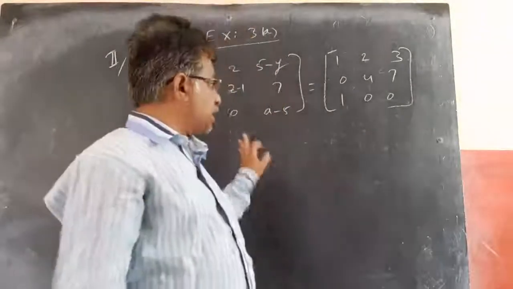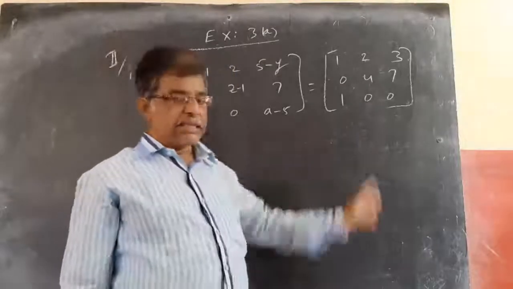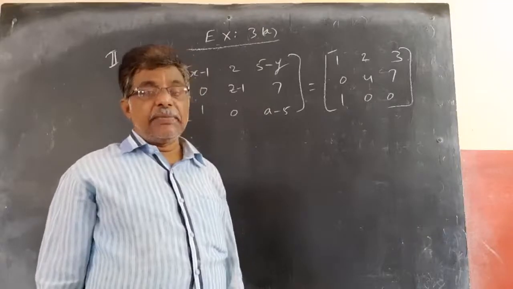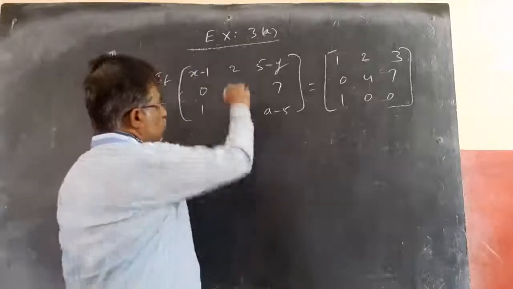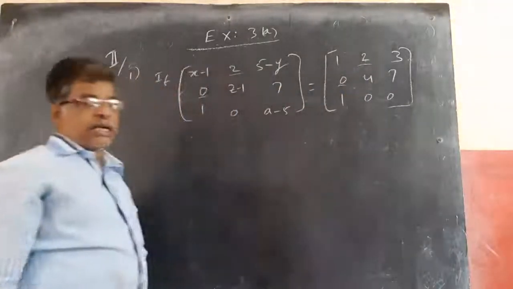So two matrices are equal means first of all they should be of the same size. This is 3 by 3, this is 3 by 3, so that is right. Next, their corresponding elements must be equal. See here 2, here also 2. Here 0, here also 0. Their corresponding elements are the same.